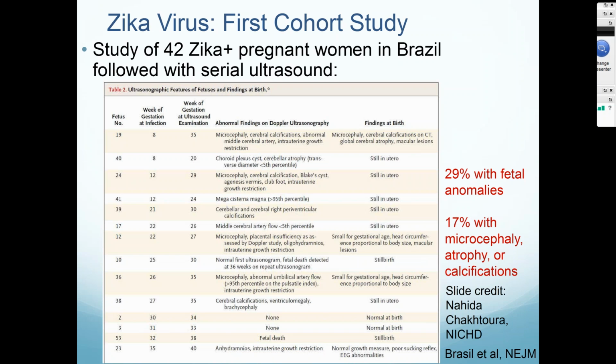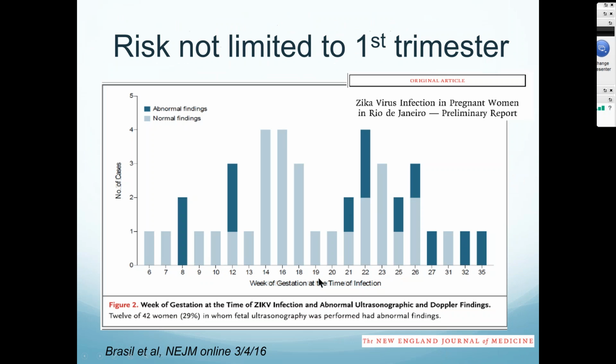In a study from Brazil, published in the New England Journal, you can just see selectively different microcephalic, cerebral calcifications, megacisterna magnum, a variety of central nervous system disorders that are very, very important. So 29% have fetal anomalies, 17% have the microcephaly that you see here, or atrophy of the head with calcifications. So know that no one case necessarily has to look exactly like the other, as we know for all other things.